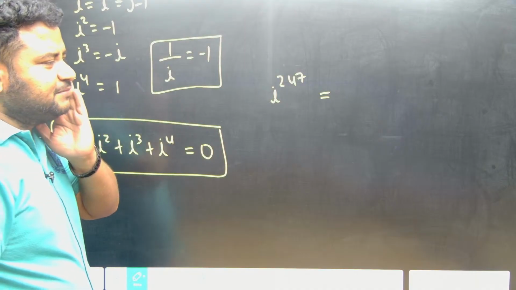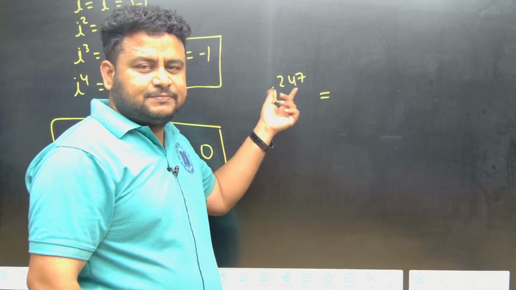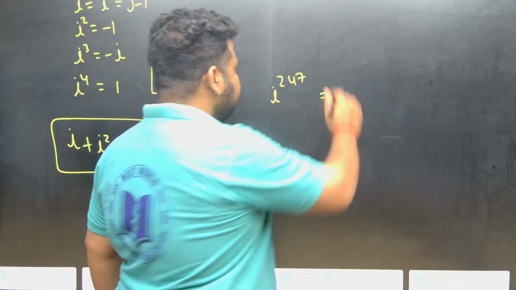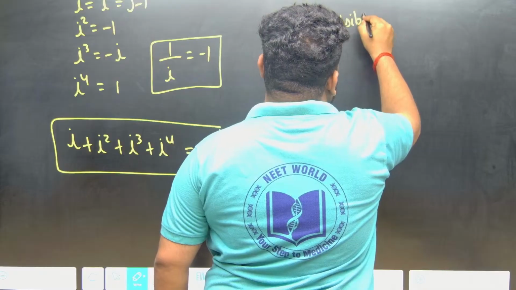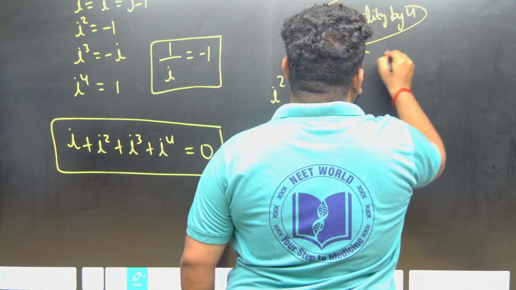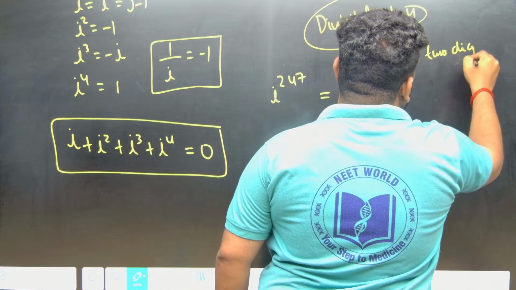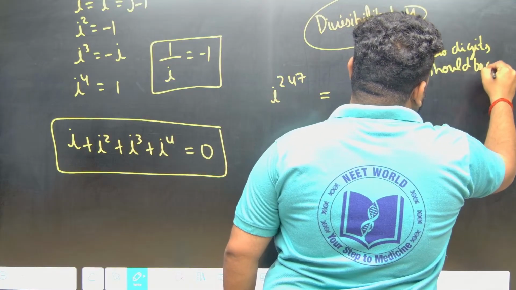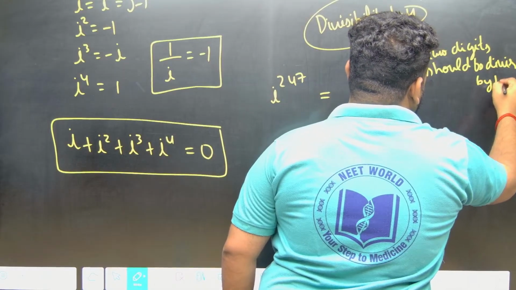If you know the divisibility rule by 4, you divide only the last two digits by 4. The other digits don't matter. Even if you divide the complete number, it doesn't make any sense. The divisibility rule by 4 says the last two digits should be divisible by 4.